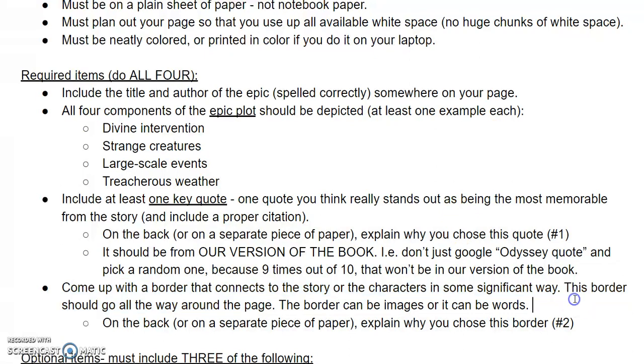But pick something that relates to the book, or relates to Odysseus, or relates to the Odyssey, and make your border in that way. Then on the back of your page, explain why you chose this border. Why did you do what you did? Because sometimes people will do like images, and I can tell what they are, but I can't tell why they picked them. So on the back is your chance to explain yourself.